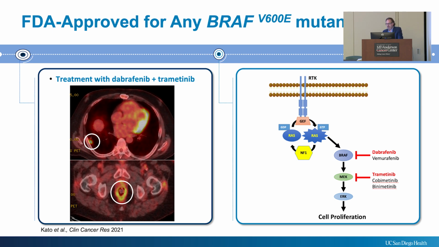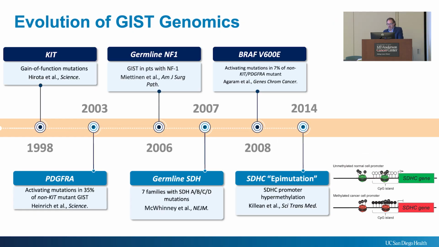One is dabrafenib, which targets the BRAF right here. And the second one is a drug that targets the MEK, which is immediately downstream. So you're blocking the downstream signaling at 2 points with this combination. And so that's the FDA-approved combination now for this type of GIST. Now, 6 years later, we get into the SDH epimutant ones, which I'll get into a little bit later again.